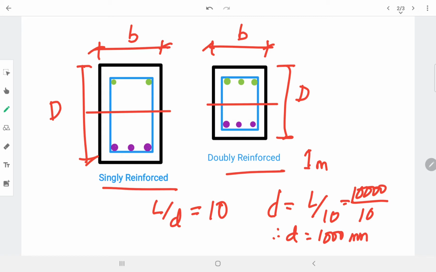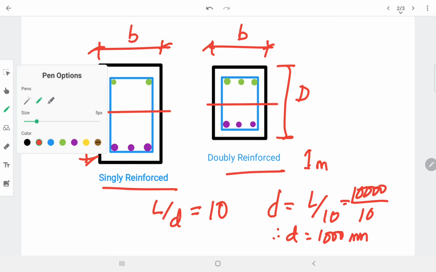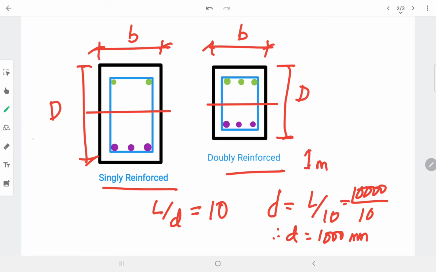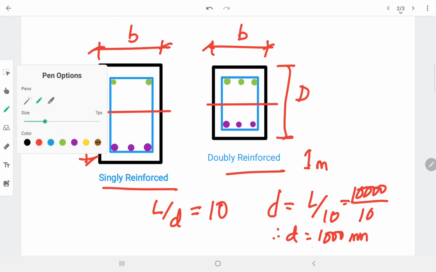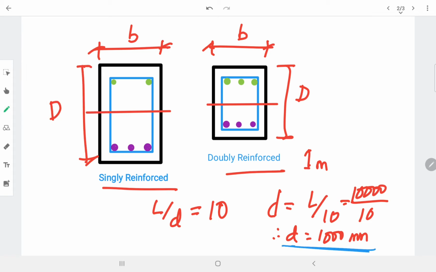In this case, what happens if the span is 10,000 mm and the L by D ratio is 10? You get a beam depth of 1000 mm, that is D equal to 1 meter depth. But you are not ready to fix this as a 1 meter beam because of the higher span.